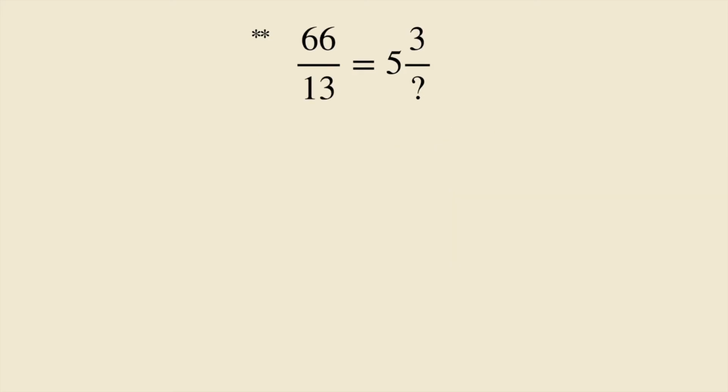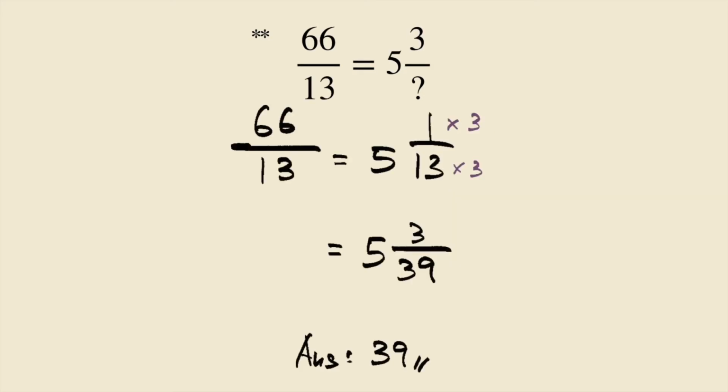66 over 13. Well, first let's turn this into a mixed number, 5 and 1 over 13. Can we use 13? Nope. Why? Because the numerator is currently 1, but we want the numerator to be 3. So let's times 3 top and bottom. We get 3 over 39, and voila, our answer is 39.